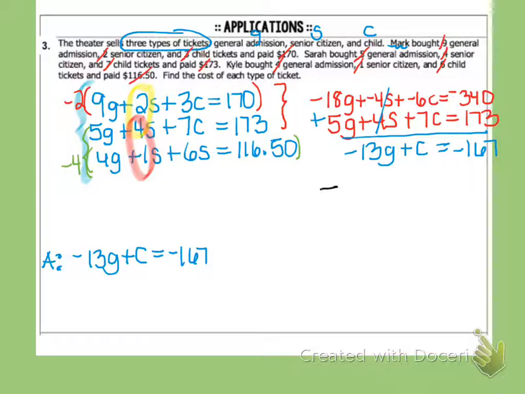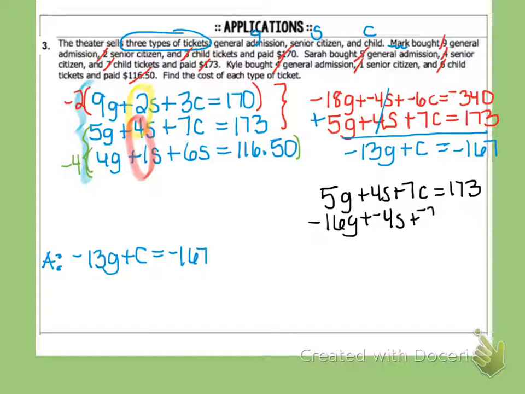So the one that starts with the 5g plus 4s plus 7c equals 173. And then that bottom equation that we're multiplying by negative 4 becomes negative 16g plus negative 4s plus negative 24c equals negative 466.